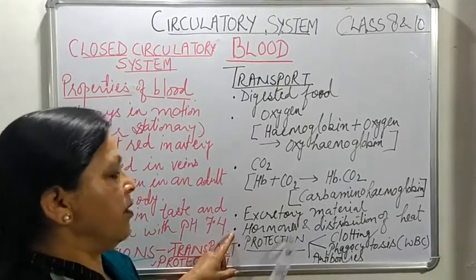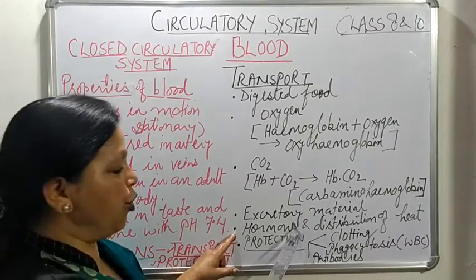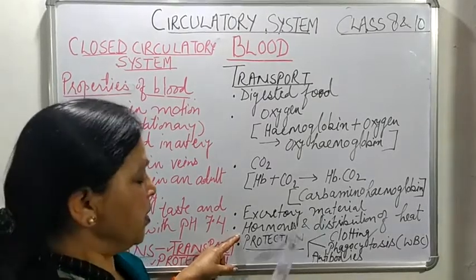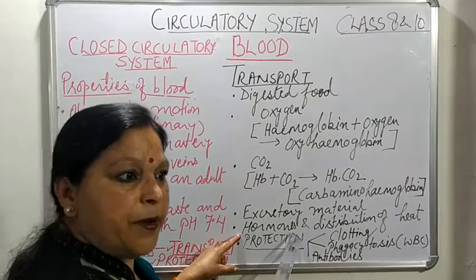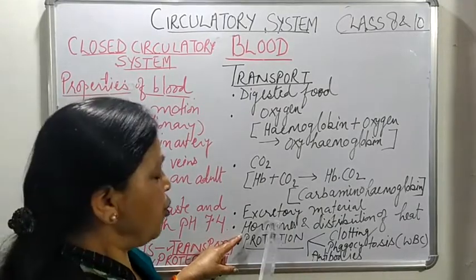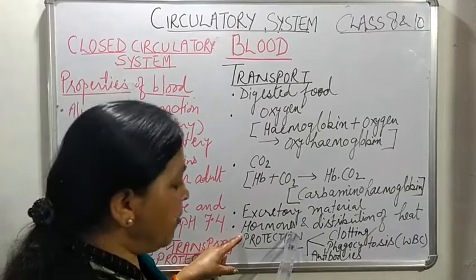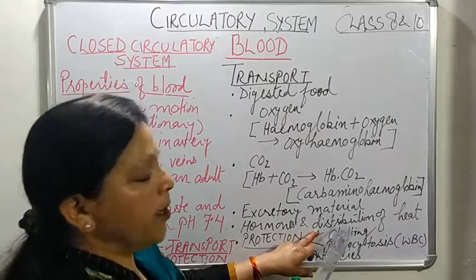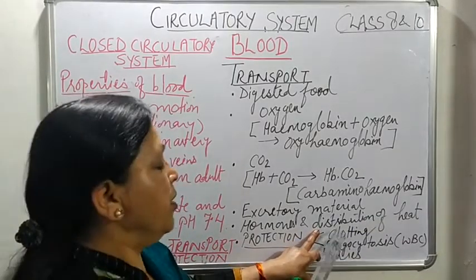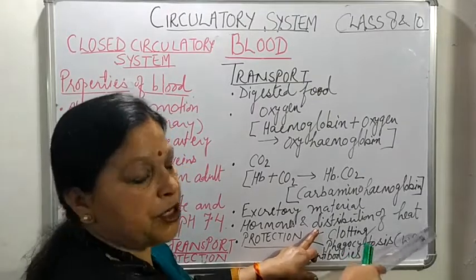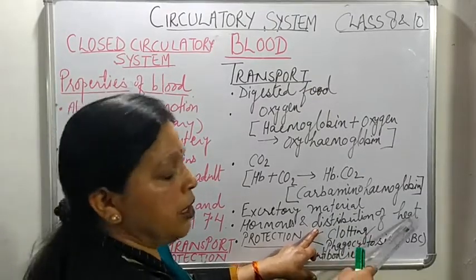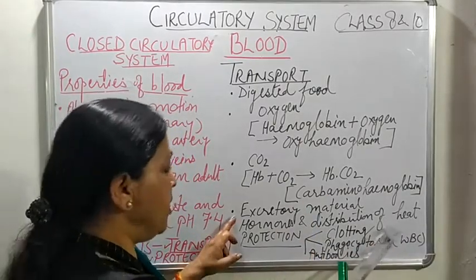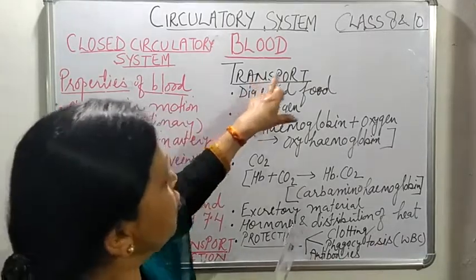Next function is that blood will also transport hormones. You all know that hormones are produced or secreted by endocrine glands. These hormones will be carried by blood because they are directly poured into the blood. So hormones will be carried by blood and transported to the target organ wherever they are required. And last function is, as blood is circulating in the whole body, it also maintains the temperature of the body by distributing heat. So by distribution of heat, the temperature of the whole body will be maintained. So these are all the points about transport.